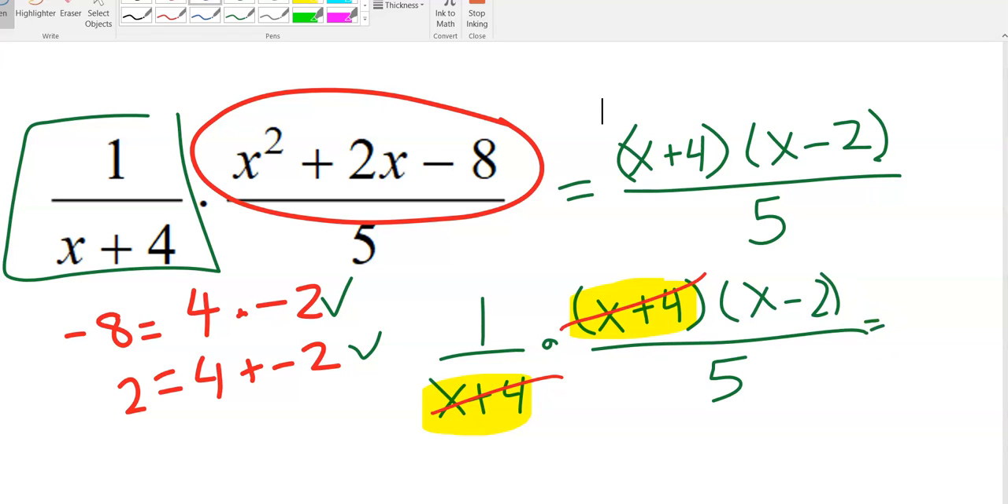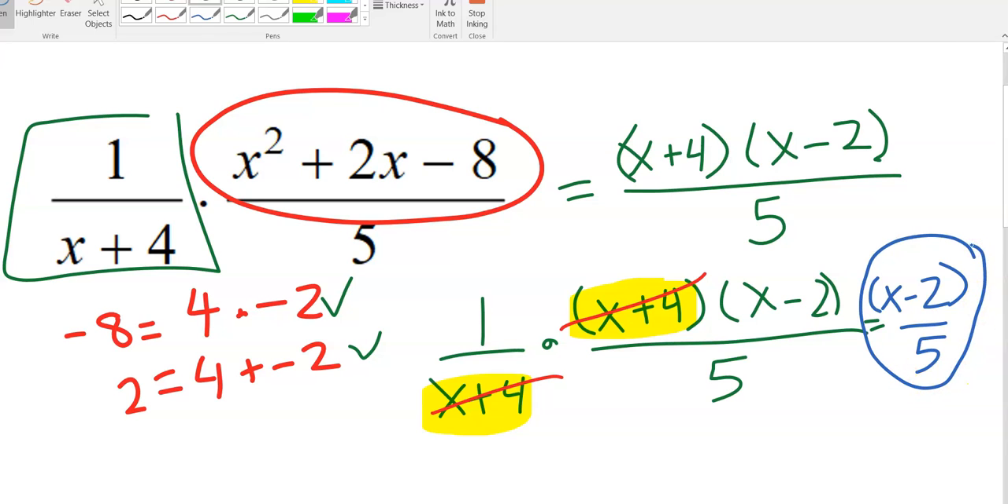And I've got x minus 2 on the top. That's the only thing that's left in the top. And in the bottom, the only thing left was 5. So that would be my simplified answer. Sometimes we do have to factor before we can simplify. Okay. Now, when you get into dividing, dividing is essentially multiplying.